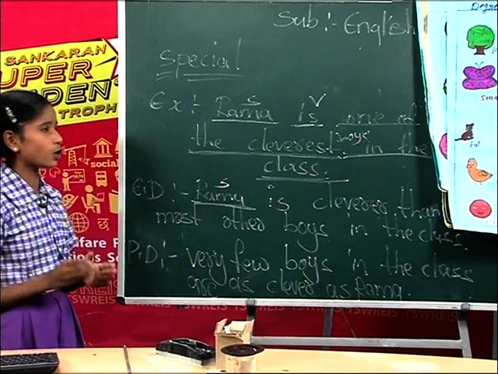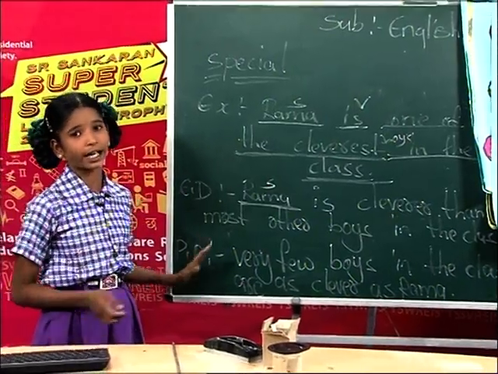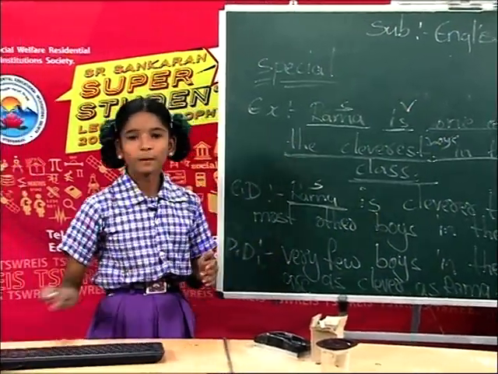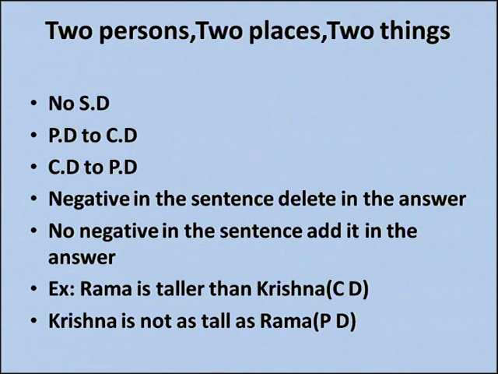This is the way how to change from superlative degree to comparative degree and positive degree in special type. Now, friends, when we talk about two persons, two places and two things, there is no superlative degree. If the sentence is in positive degree, then change it to comparative degree. If the sentence is in comparative degree, then change it to positive degree. If there is a negative word in the sentence, then delete the negative word in the answer. If there is no negative word in the sentence, then add the negative word in the answer.